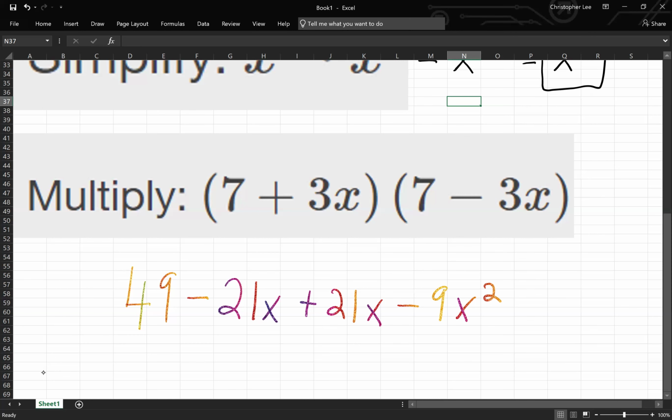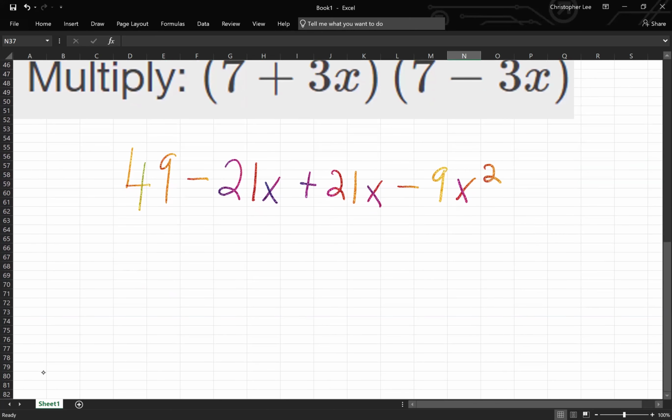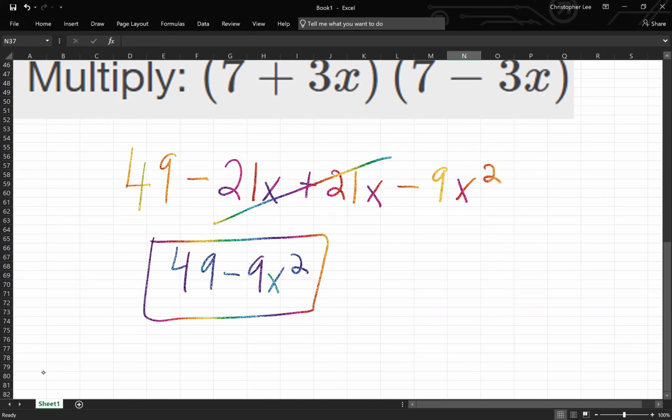All right. So now what I want to do is combine like terms. You already know the middle is going to cancel out, right? So now all I have is 49 minus 9x squared. And there you go. That's my answer.